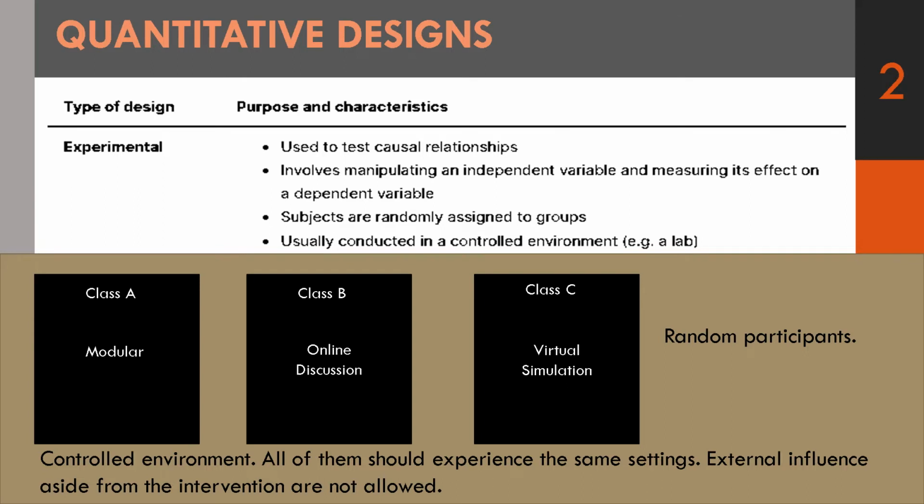So, during his experiment, sa class A, modular lang ang ginamit niya. Sa class B, online discussion ang ginamit niya. At sa class C, virtual simulation ang ginamit niya. Nung una, nagbigay siya ng pre-assessment test, pre-test. Binigay niya yon sa tatlong sections. Pare-parehas yung pre-test. Then after nila mag-pre-test, ginamit niya na itong mga interventions, which is modular, online discussion, and virtual simulation. Then after nun, saka siya nag-post test.